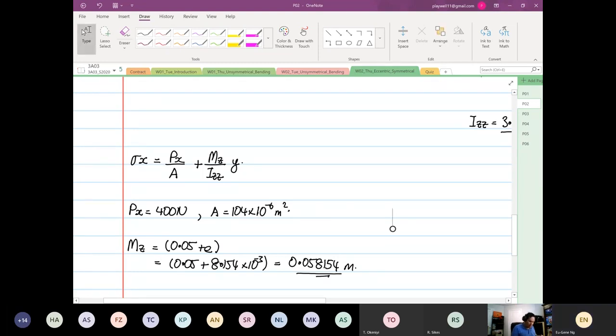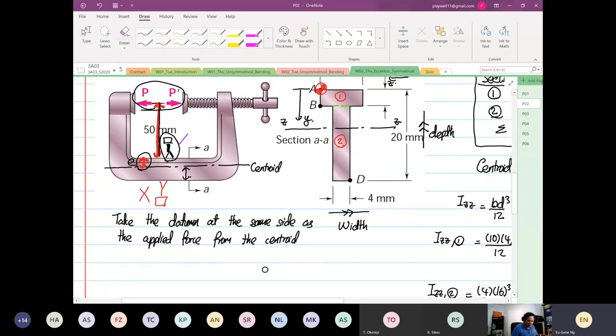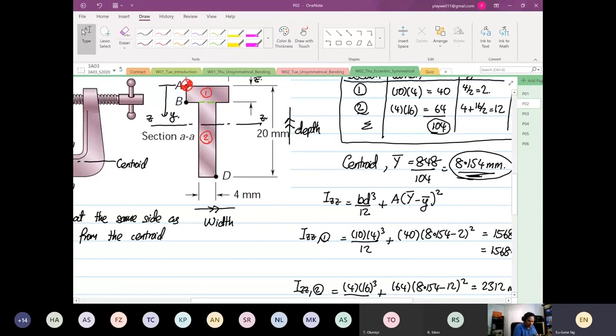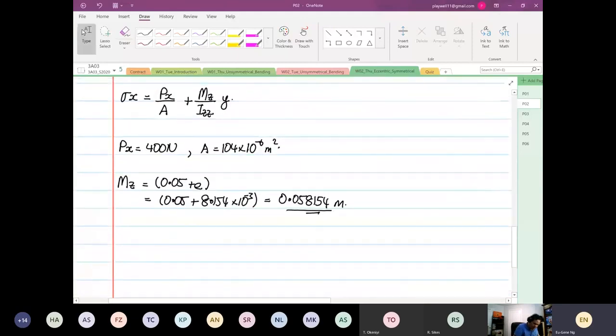Now, remember, what did I say? Take the datum from the top. You just need to add up with the E. If you were to take your datum from the bottom, you'll find out that it will be equal to 20 minus 8.154. You will find out that this distance will be equal to 11.846. And to find this distance over here, you have to multiply by P. I do apologize. Too excited again.